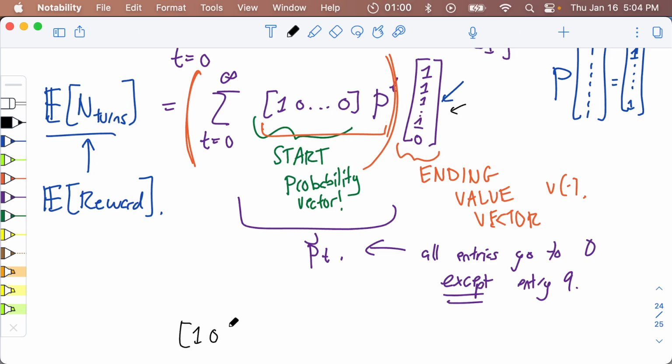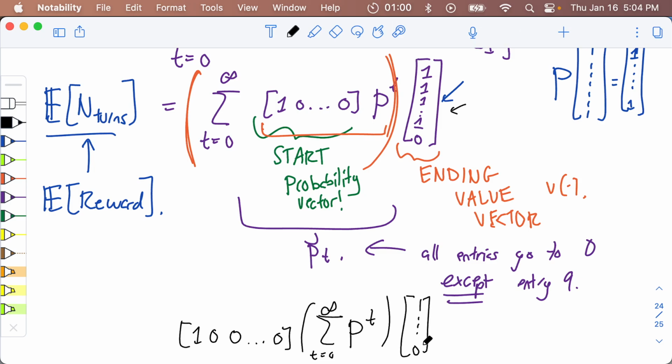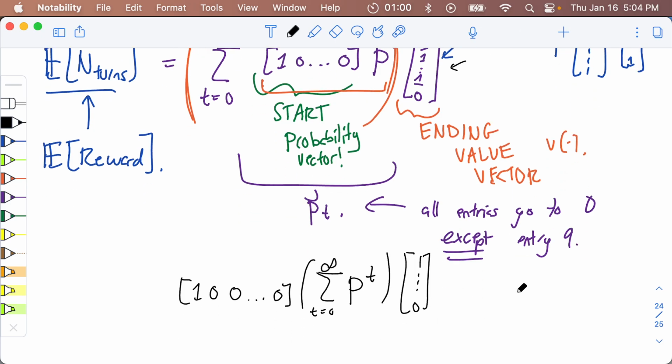So 1, 0, 0, 0, and then I have the sum from t equals 0 to infinity of p to the power t, and then I have 1, 1, 1, 1, 1, all zeros. Okay, so this is like in linear algebra land, if you have sums, you can change the order of the sums. It's still equal. So this should still be equal to what it was before.